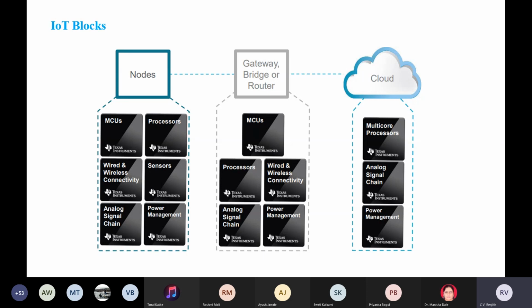So if you take an IoT, you have a node, router, and cloud. All of them are based on processors. If you take a cloud, it's really based on high-end processors. It could be DSPs, FPGAs, or GPUs, or even multi-core processors, etc. And the node is a basic building block. This is from where you get the data. Okay, so you've got different building blocks within the node.